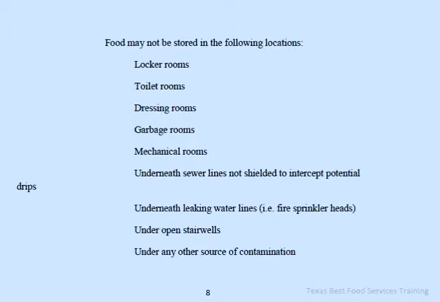Food may not be stored in the following locations: locker rooms, toilet rooms, dressing rooms, garbage rooms, mechanical rooms, underneath sewer lines not shielded to intercept potential drips, or underneath leaking water lines, or under stairwells, or under any other source of contamination.